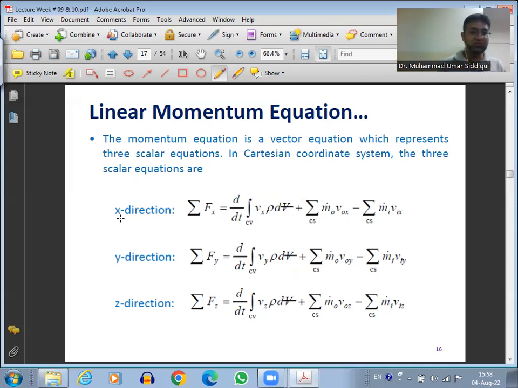So we can have this equation in the x direction. In that case, we are going to use summation Fx and the velocity component in the x direction. Then other equations could be one in the y direction and one in the z direction, where the velocity component should be in the y direction and in the z direction. So this is just the same momentum equation written for three different Cartesian coordinate directions.